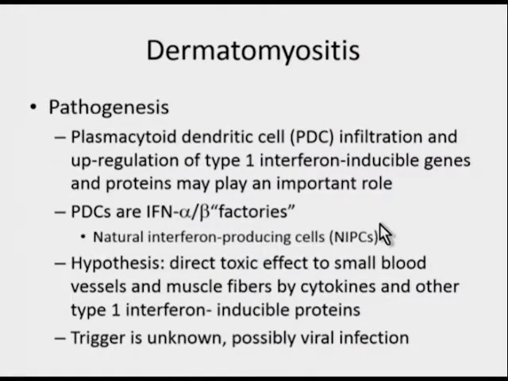The pathogenesis is thought to be due to plasmacytoid dendritic cell infiltration and upregulation of type 1 interferon-inducible genes and proteins. In fact, PDCs are interferon alpha and beta factories churning out this cytokine. They're also called natural interferon-producing cells, and it's hypothesized that these have a direct toxic effect on the small blood vessels and the muscle fibers. The trigger is unknown. Again, as mentioned before, it could be a viral infection.